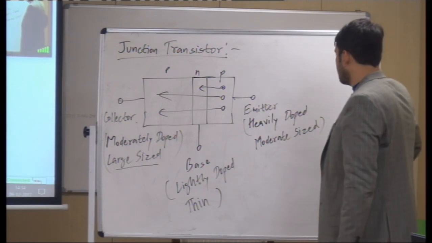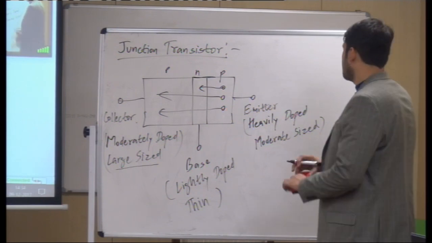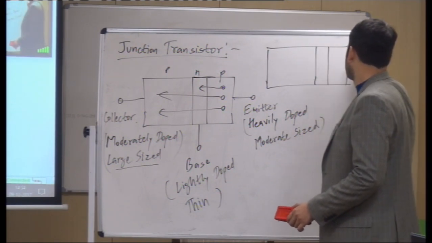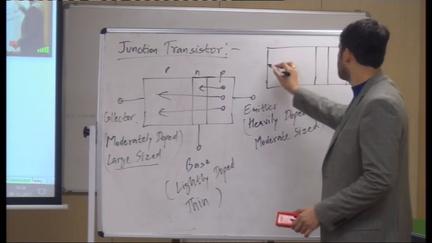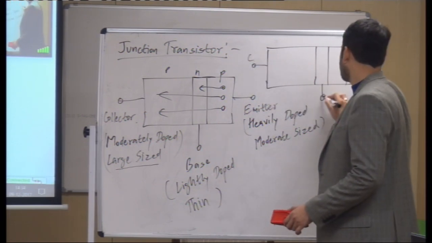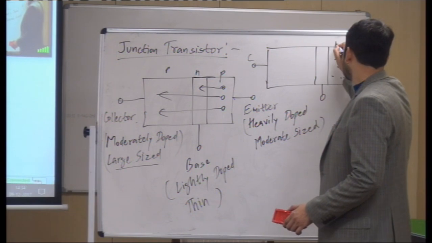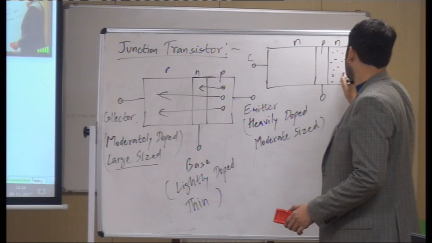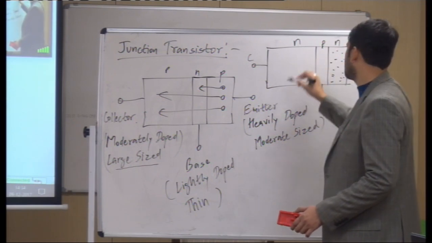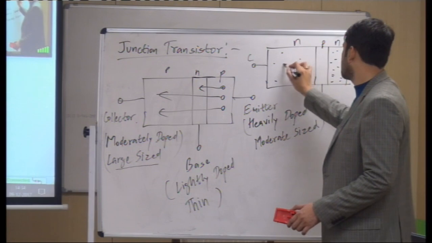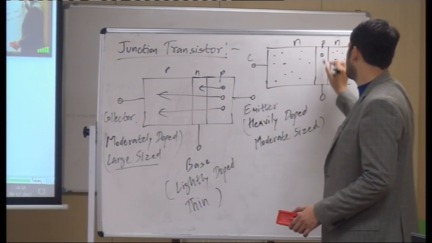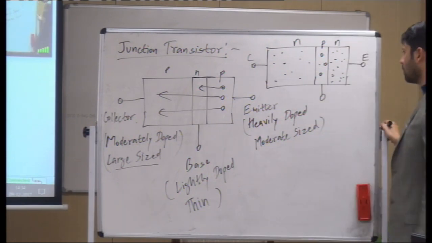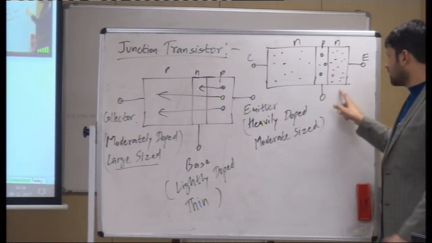In the other one, I'll draw it. In the other one, the electrons are the majority charge carriers. The base is of p type. The collector has electrons but fewer in number. This is the other type, and actually this is more used.